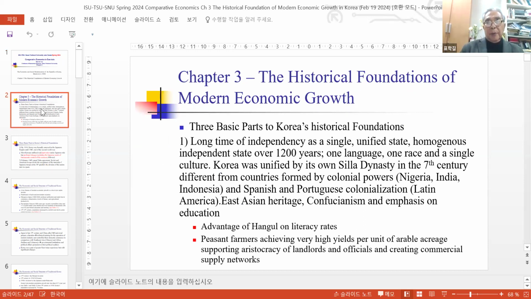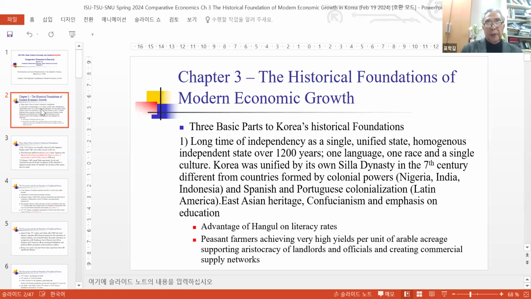There are three basic parts to Korea's historical foundations. The first part is a long time of independence as a single unified state, a homogeneous independent state over 100, 200 years. One language, one race, and one single culture. Korea was unified by its own Silla dynasty in the 7th century, different from countries formed by colonial powers.